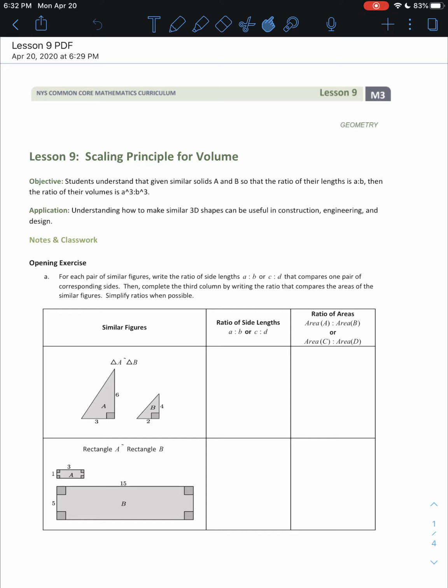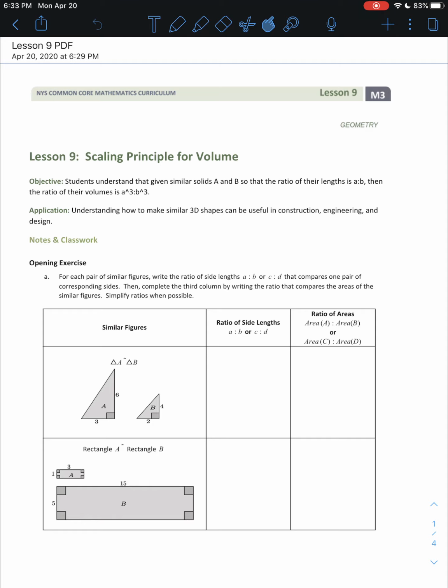So just to unpack that a little bit, it's saying if you have two similar solids, two similar 3D shapes, and if you have the ratio of their lengths, A to B, some number A and some number B, then the ratio of their volumes will be A to the third power, or A cubed, to B cubed. But I think that'll be a bit more clear once we get into the lesson itself. So let's take a look at our little opening exercise here.